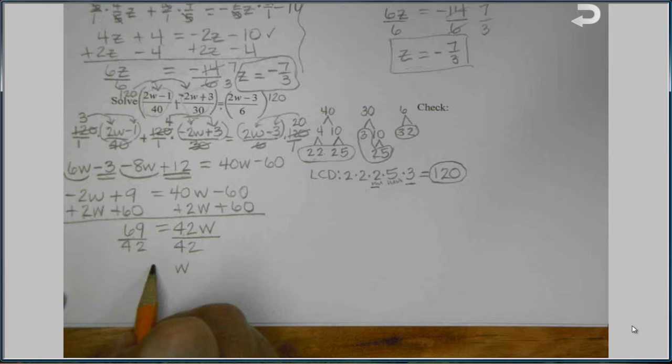Now, if I wanted to check this problem, I would either convert this into a decimal and then plug it in for the w's, or I would start at the level here where I had already cleared the fractions and do my check from that point.